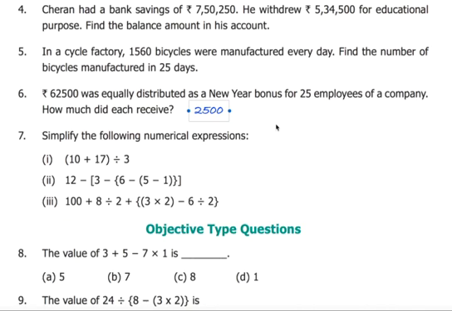Correct. Simplify the following numerical expression. Bracket comes first, so 27. This becomes 9 then. Since equal to is not there, I will place equal to also.